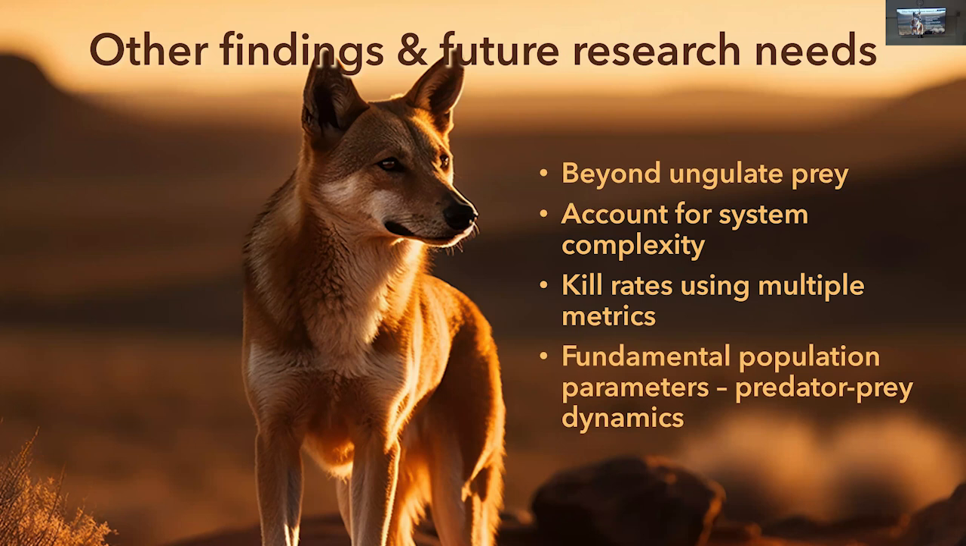There's also a need for kill rates to be reported in the model metrics that I outlined at the beginning of the talk, just so that those comparisons can be made across systems, but also they provide different insights as well. And another thing was fundamental population parameters, which are difficult to obtain, but they aren't typically reported. So, abundance of prey and abundance of predators. These studies invest a lot of time and money to get this data, but if they could just get a little bit more and report that, we could get deeper insights into predator-prey dynamics.